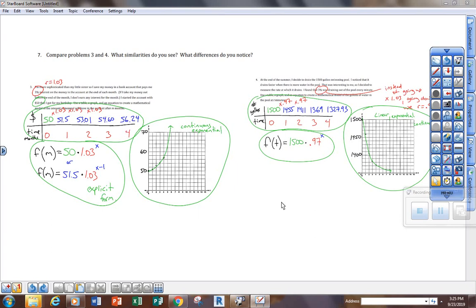But similarities, they're both exponential. They both are timesing. They both use explicit form. Differences, one is increasing exponential, one is decreasing. One has r bigger than 1, one has r smaller than 1. One has 50 going up, one has 1500 as a y-intercept going down. Okay, so make sure you're writing those key similarities and differences. Replay to hear what I said again. And then the fifth and final word is functions. Functions. Good luck.